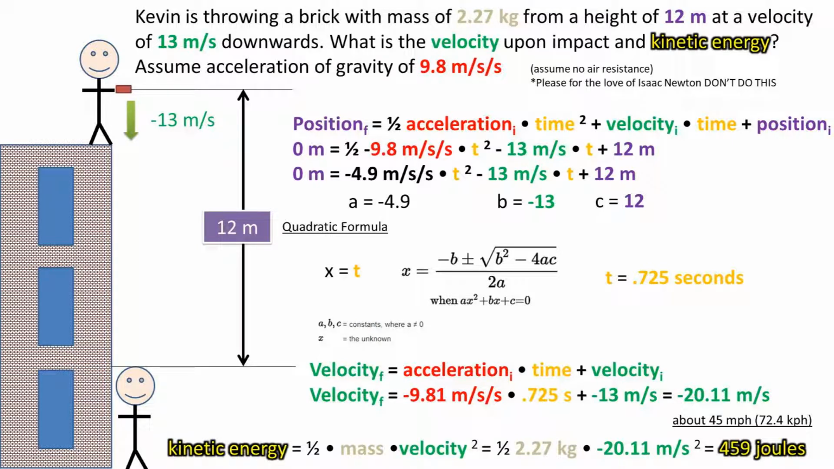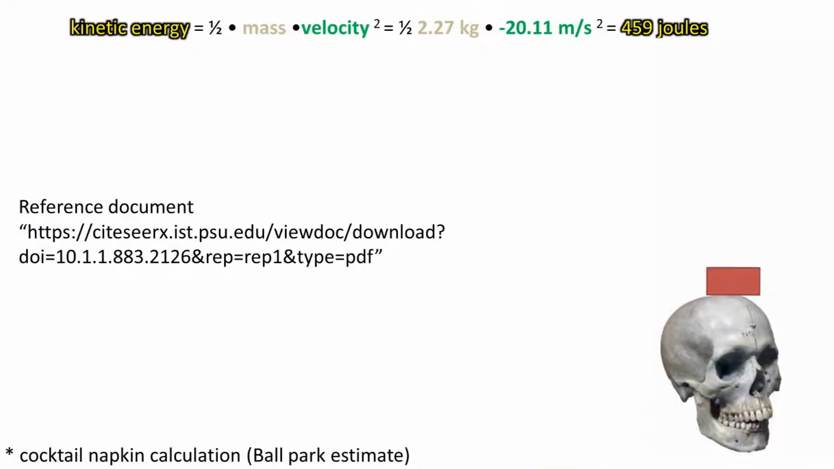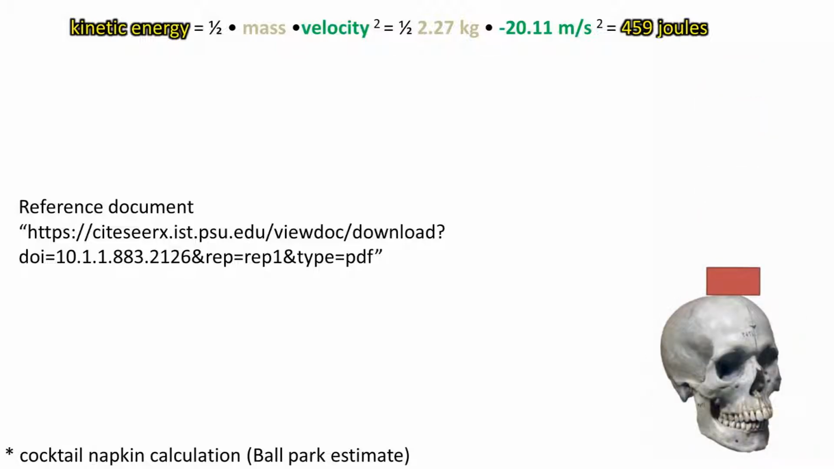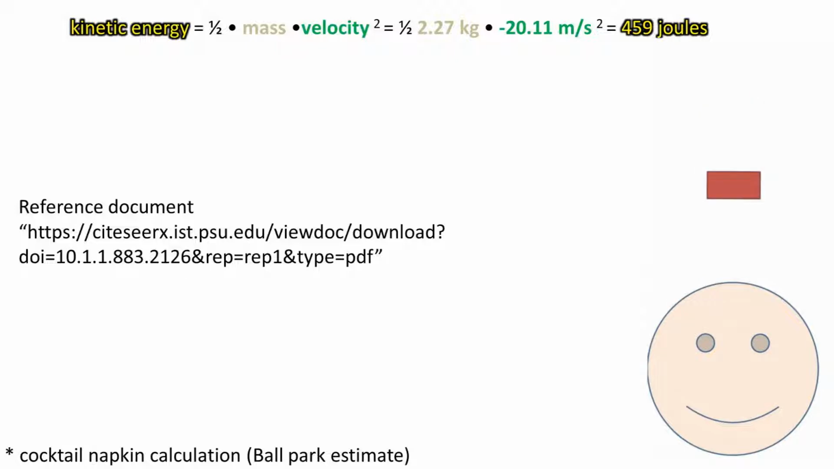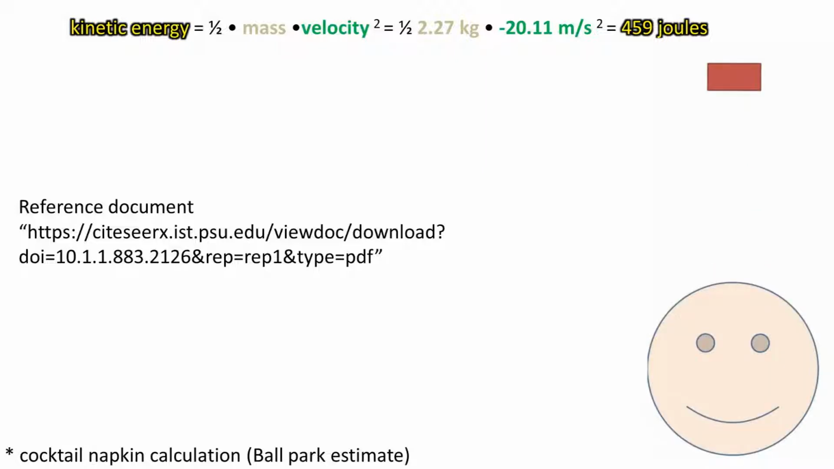In a previous problem, we found the kinetic energy of a brick being thrown to be 459 joules. In this video, we'll be using this value to find out if the person standing below will have their skull fractured. I'll be referencing this document for the ultimate strength and the strain. It's worth mentioning that this is going to be a ballpark estimate, so it's going to be oversimplified.